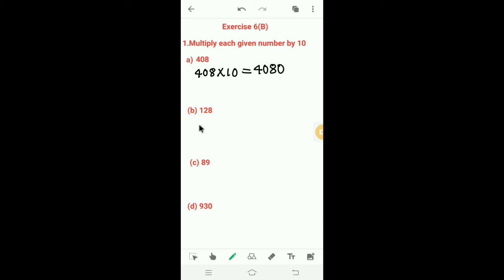B1, 128 into 10. If you multiply any number by 10, then write the given number as it is and add 1 zero at the end of the number. So the answer is 1280.